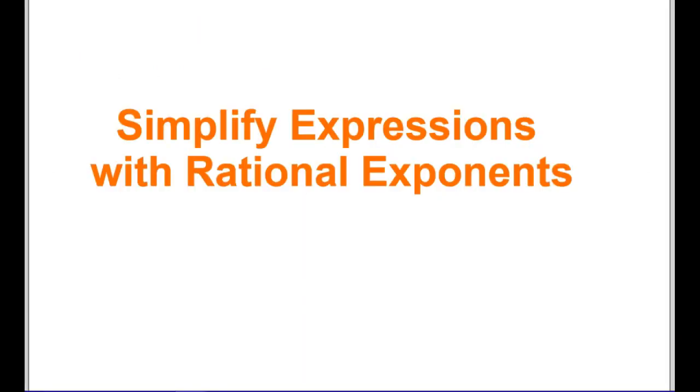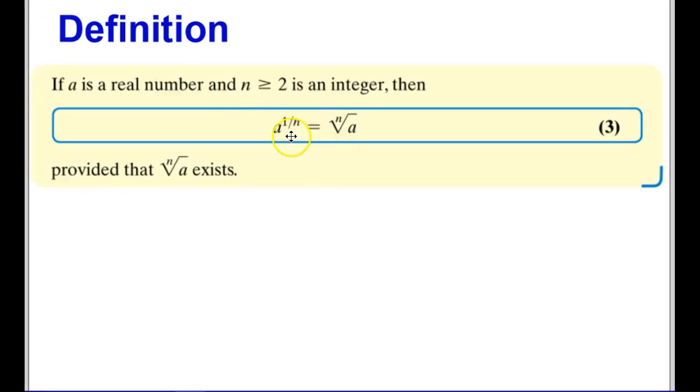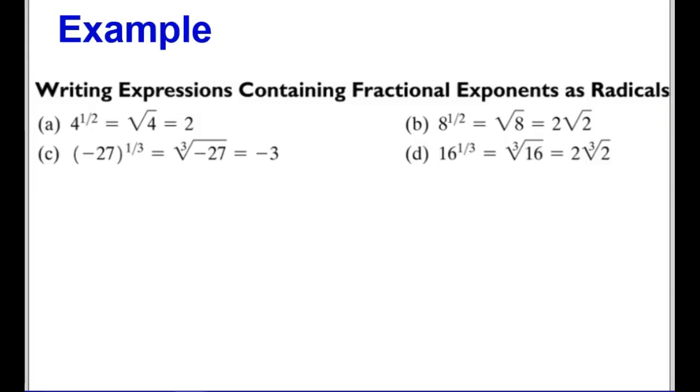So now we're going to be simplifying some expressions with those rational exponents, so my fractional exponents. So remember, if I have a to the 1 over n, that's the same thing as the nth root of a. Okay? So let's look at this. So if I have 4 to the 1/2, since this is a 2, it's the square root of 4, which equals 2. 8 to the 1/2, again, since my denominator here is 2, it's a square root of 8, which I can simplify following the steps I just did to 2 times the square root of 2.